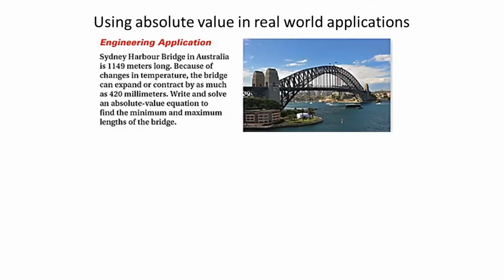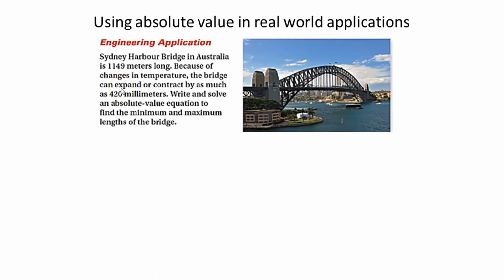Hi guys! Today I'm going to show you 2 absolute value real-world applications. First, we have the engineering application. Let me read the question for you. Sydney Harbour Bridge in Australia is 1,149 meters long. Because of changes in temperature, the bridge can expand or contract by as much as 420 millimeters. Write and solve an absolute value equation to find the minimum and maximum lengths of the bridge.